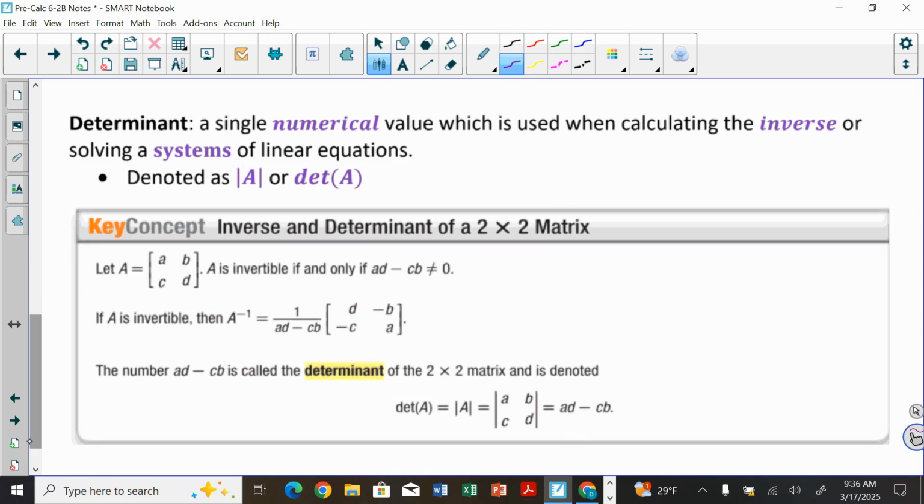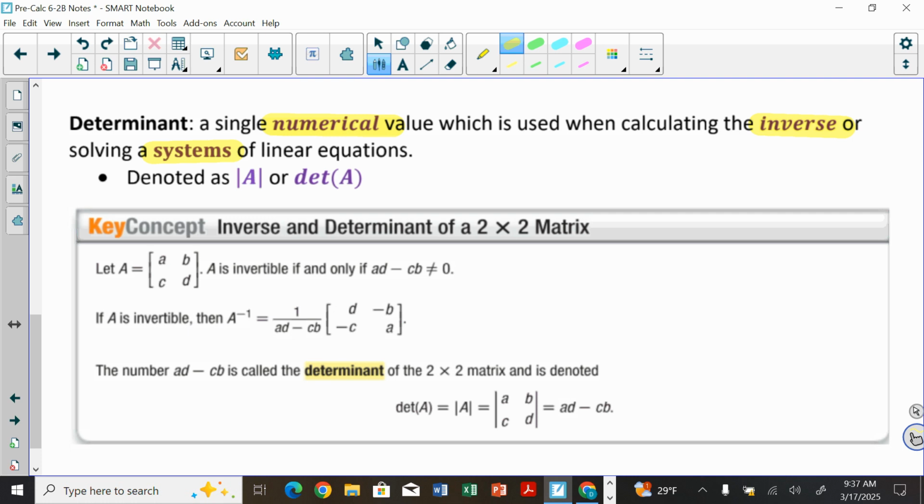Okay, so this determinant here is a single numerical value. So when they ask for the determinant, you should have a single numerical value as your answer there. It's used when we calculate the inverse or solve systems of linear equations. So that's helpful to us. That's why, instead of doing the long drawn out process in finding that, which is in the book as well, for those previous examples, why not just use the determinant once we've found it? Because it's much faster and easier to understand.